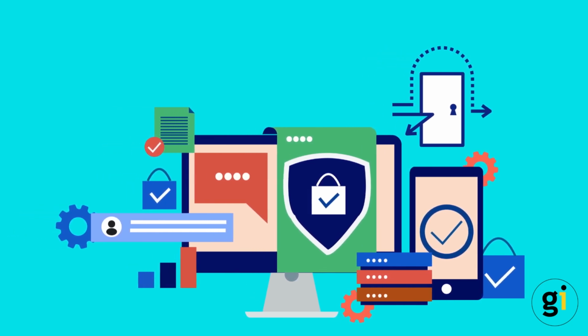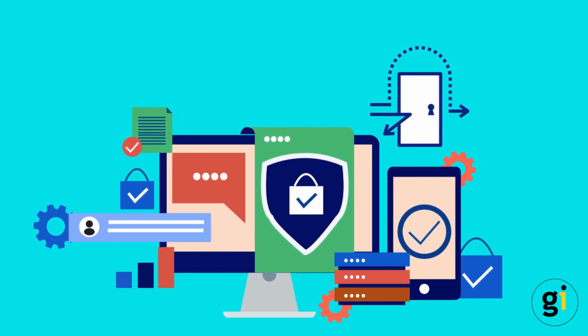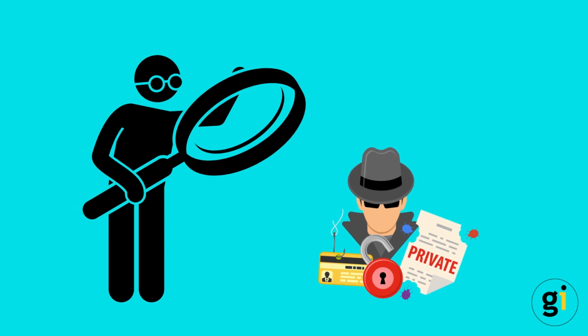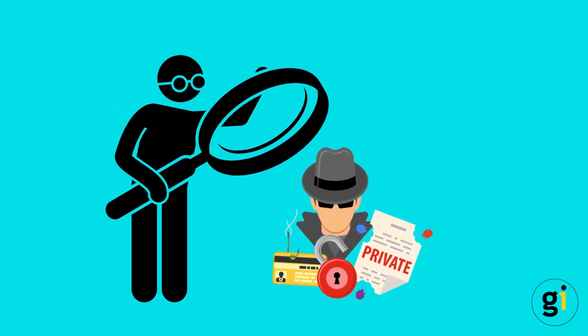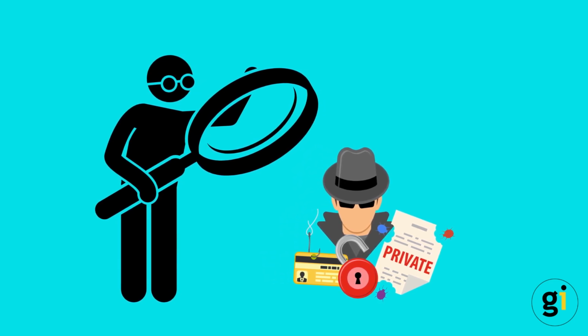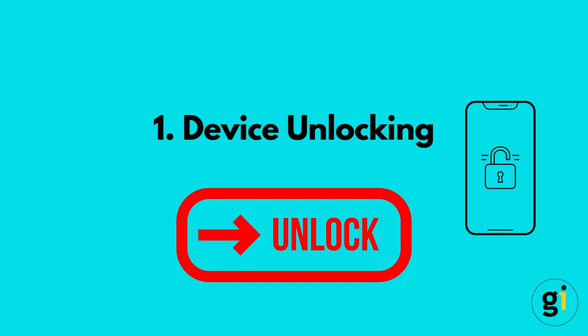Mobile devices are equipped with various security measures to protect user data. However, in forensic investigations, it may be necessary to bypass these security measures to access the device and extract evidence. Some common techniques include 1. Device unlocking. This involves bypassing device lock screens or passcodes to gain access to the device's user interface.